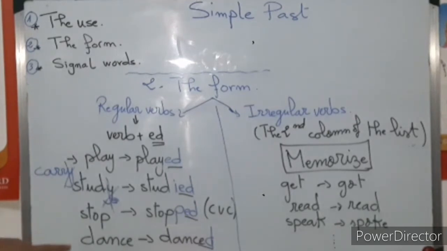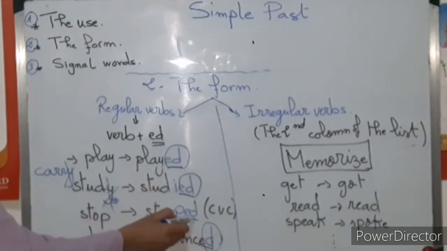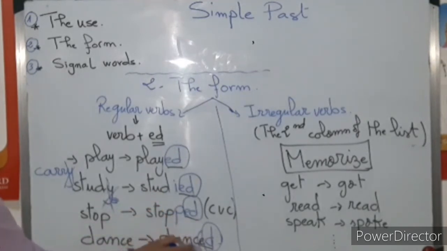Okay? The last one is a verb that already has an e by the end. The verb dance here already has an e. So what shall we do? We add only d. We don't add another e then d. No. You add just a d because the verb has an e already. Okay? I hope that it's clear. So by the end, you all have an ed. So for regular verbs, this is the main rule: verb plus ed.